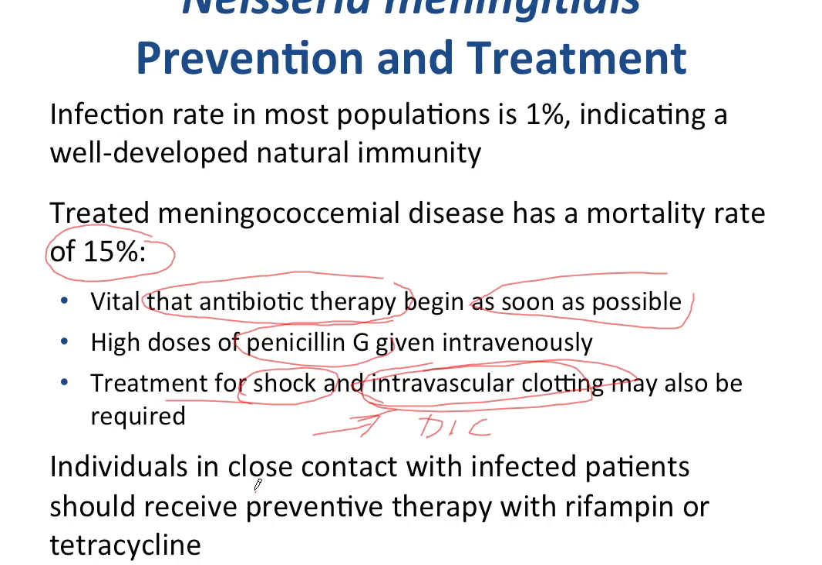So all the suspected people with close contact with the patients should receive preventive treatment. Okay, with rifampin or tetracycline. Even if those people don't have any symptoms, we can still give them antibiotics for preventive therapy. Okay, we cannot allow the symptoms to burst out because the disease develops very quickly.